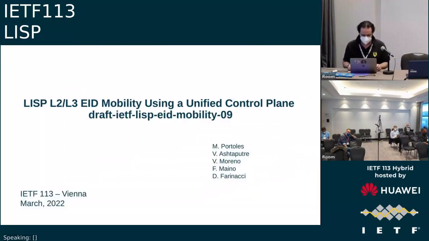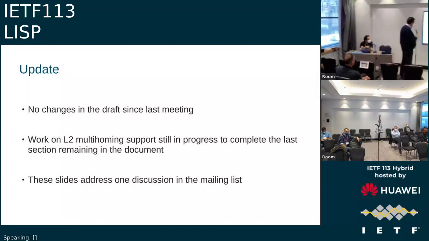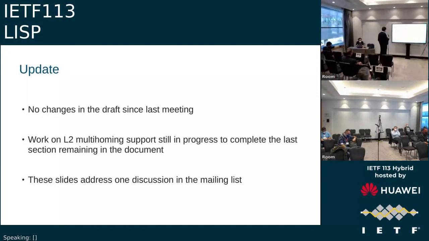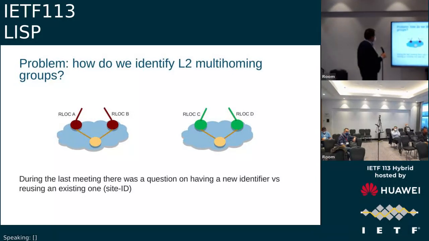All right. So this is a quick update about the EID mobility draft. This is the usual suspect of authors. There were a few comments that came up in the last IETF online, and we didn't have a chance to update the document yet, but there was some work on layer 2 multi-homing that needs to be done to complete the last section in the document itself. I just have an update on the discussion on the mailing list, so we can go to the next slide. This was raised at the last meeting, as I said.